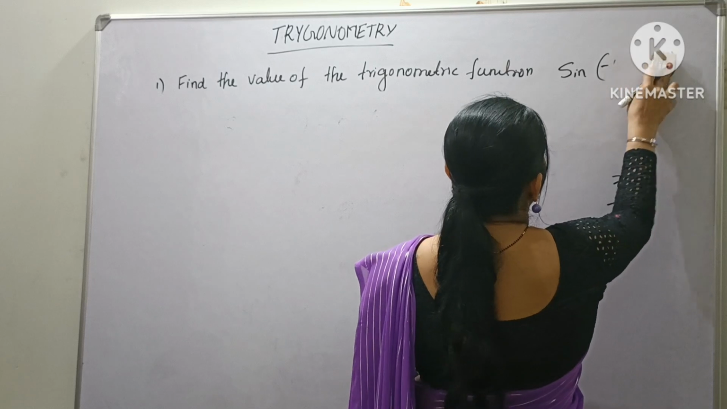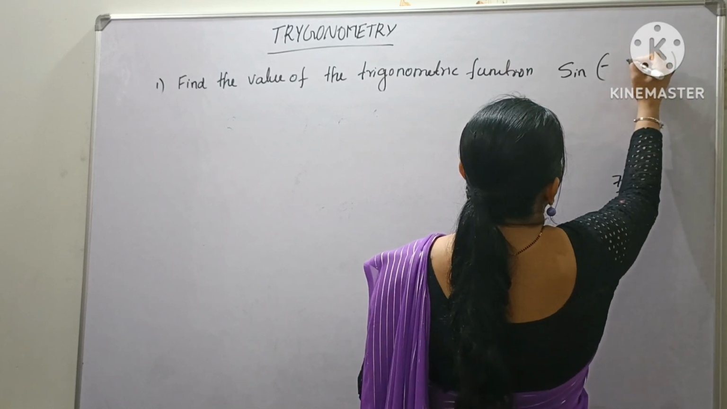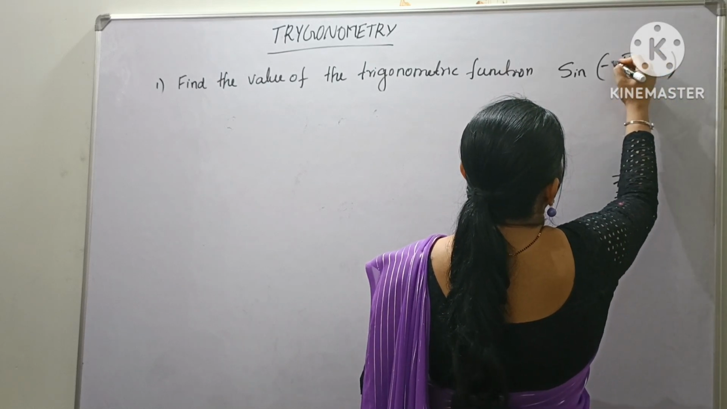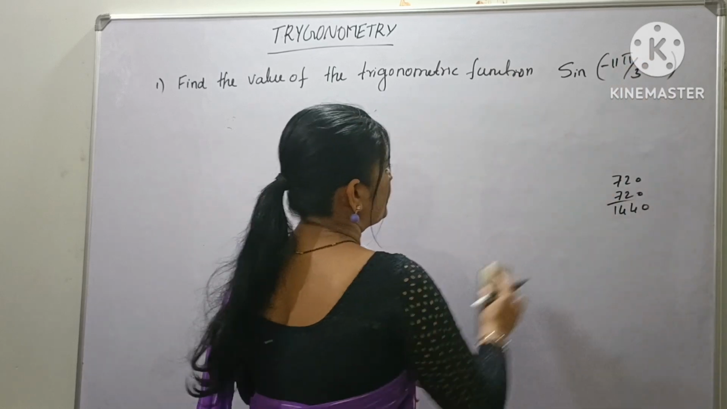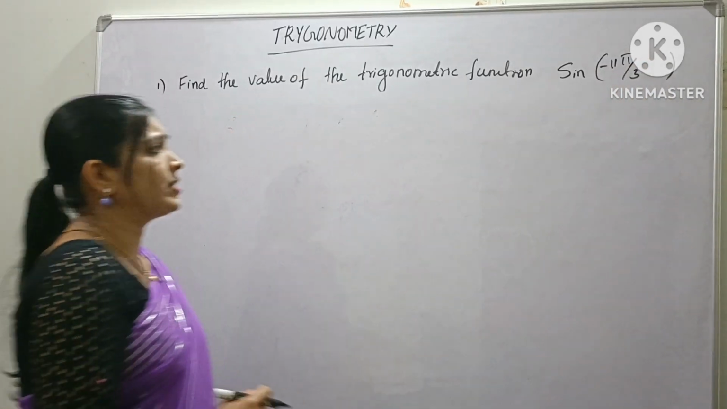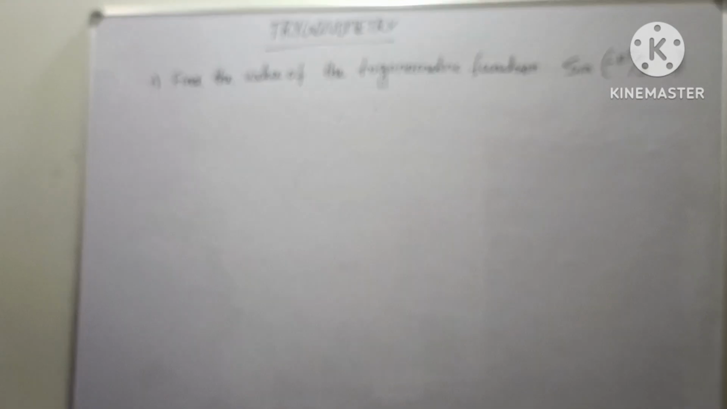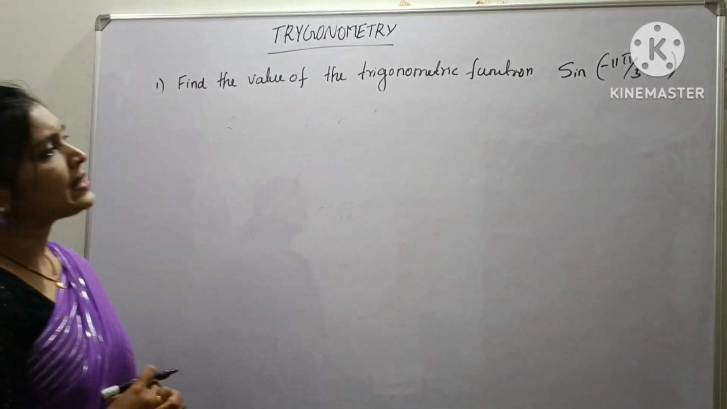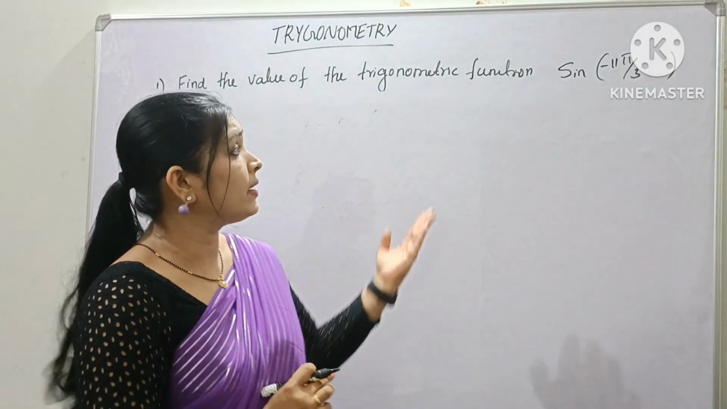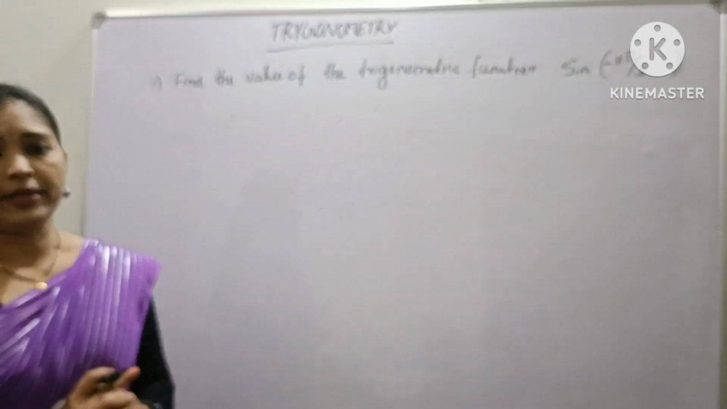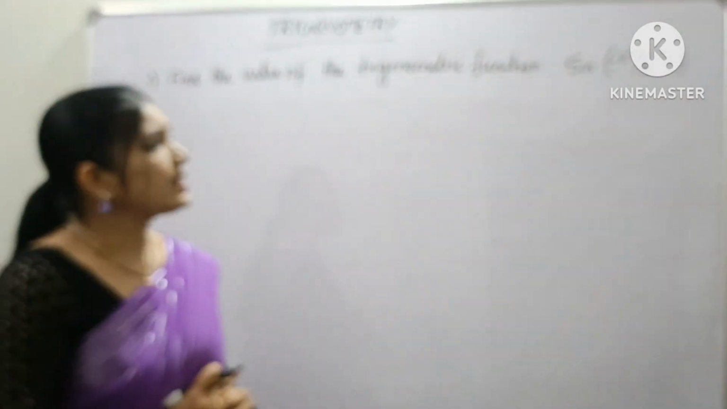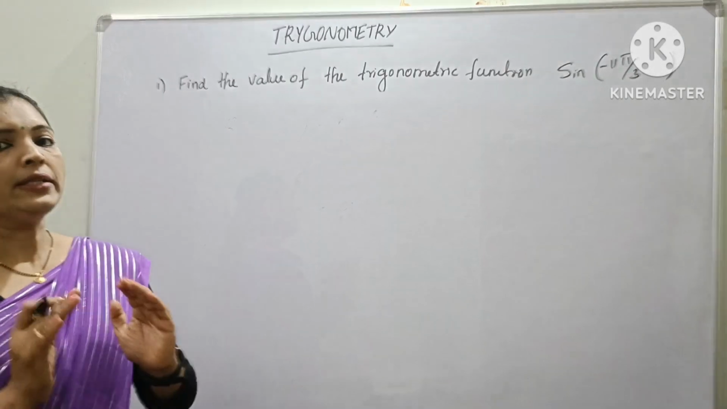Next is sine of minus 11 pi by 3. Here, how to find this value? See here, minus 11 pi by 3. Our angle is in radian measure. So minus 11 pi by 3.